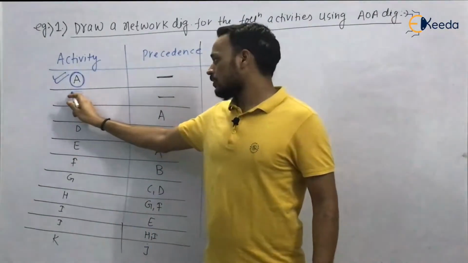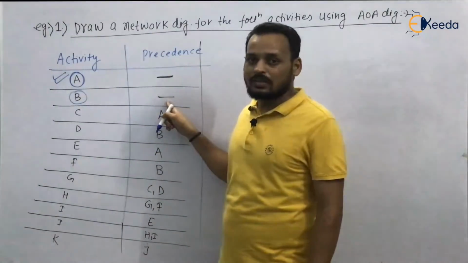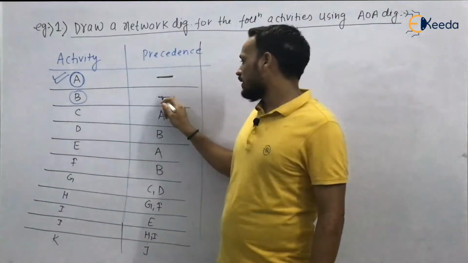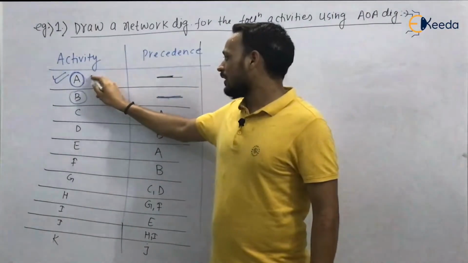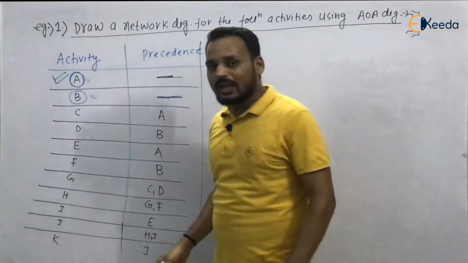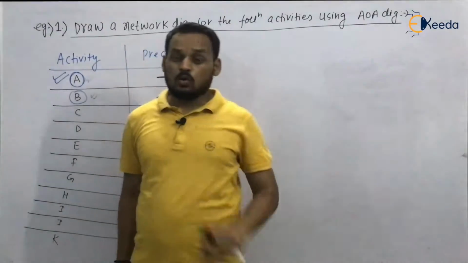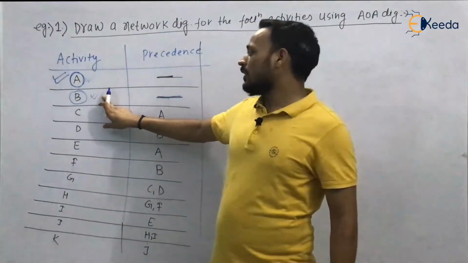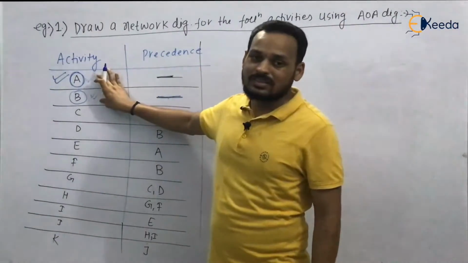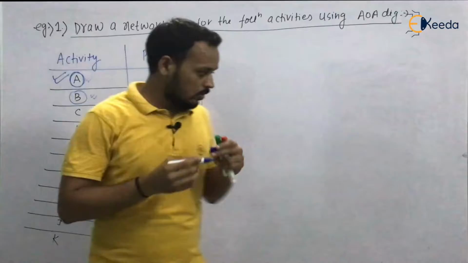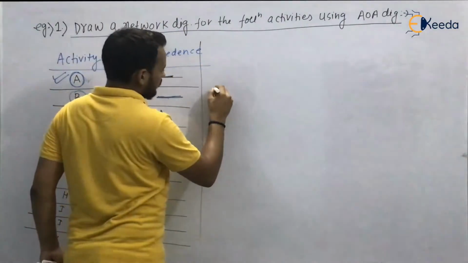Just look at B. You will see that for activity B also, there is no precedence. It is blank. Both are blank. It means that activity A and activity B both can be started simultaneously. I have already told you about these things in the rules. So you have to start both those activities simultaneously.